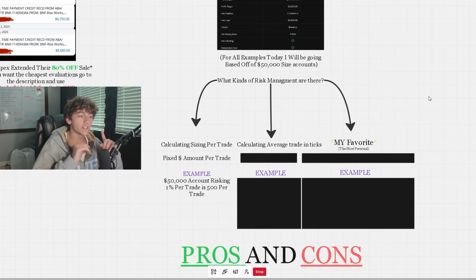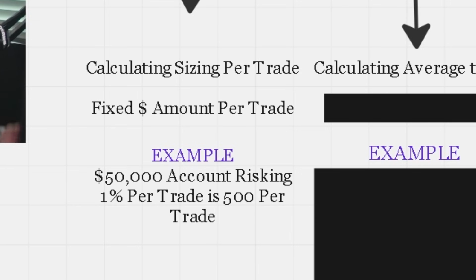So the first one is going to be calculating your sizing per trade. This means that when you're getting into a trade or you're looking to take a trade, you know the exact dollar amount that you're going to be risking per trade. So for the example I put here, I said a $50,000 account. Typically, what you hear people say is 1% risk per trade, which is going to be $500 per trade. Now, with this, that means since it's a $50,000 account, you get $2,000 buffer before the account is blown, which means that if you're risking $500 per trade, that leaves you with 4 losing trades in a row until the account is blown.